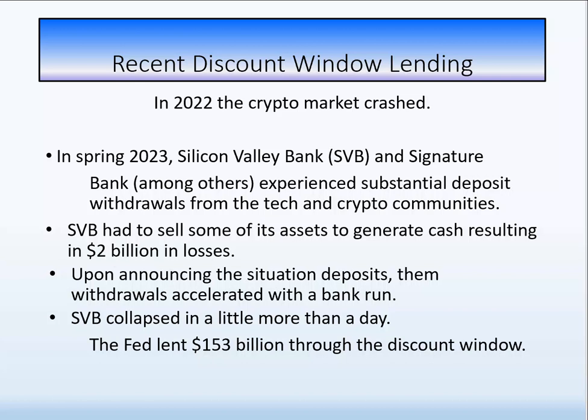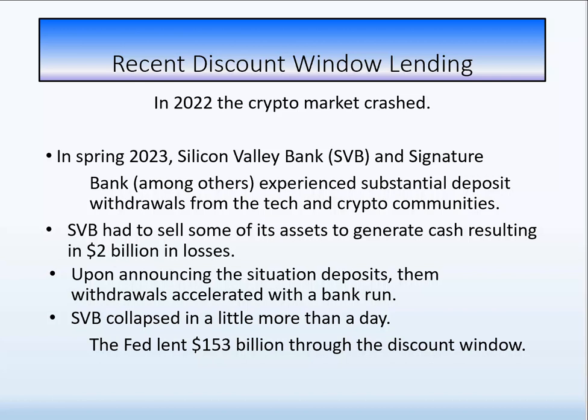In any case, the announcement by the bank of a $2.2 billion loss caused the bank run and the bank to collapse. Silicon Valley Bank wasn't the only bank caught up in this mess. Signature Bank and other banks were caught up, and the Fed ultimately had to lend $153 billion through the discount window. As an interesting side note to this story, Circle, the issuer of USD Coin, was unable to access $3.3 billion on deposit at Silicon Valley Bank.